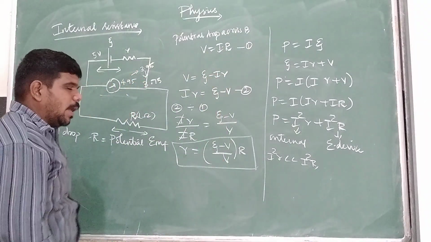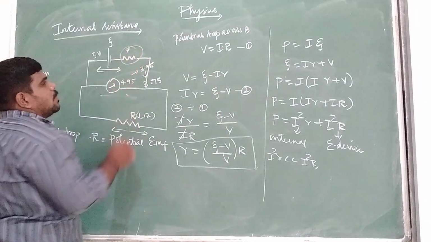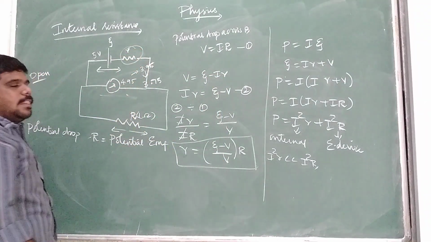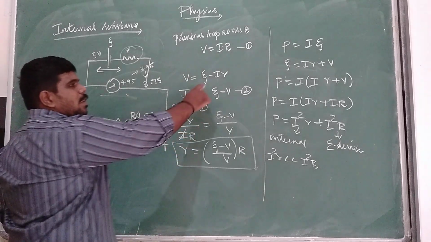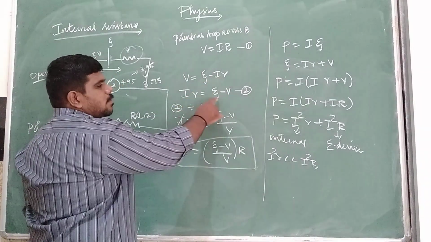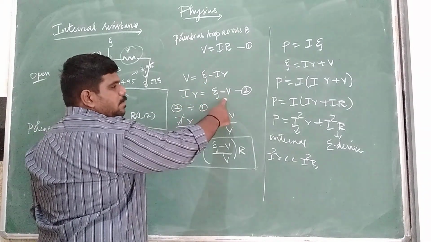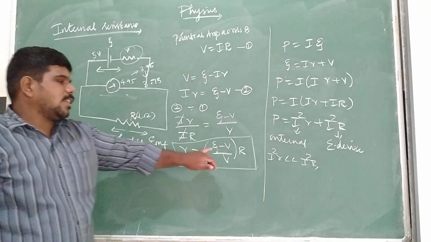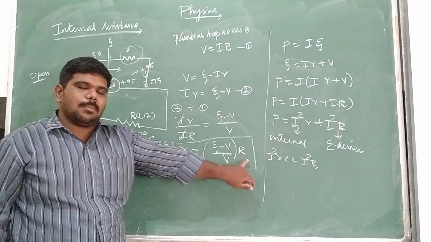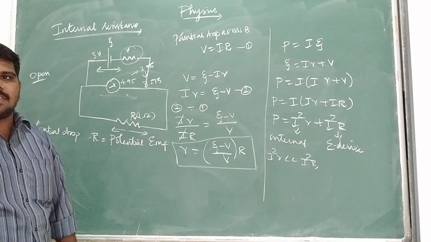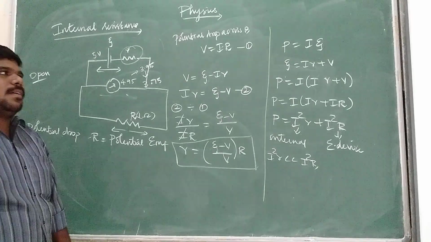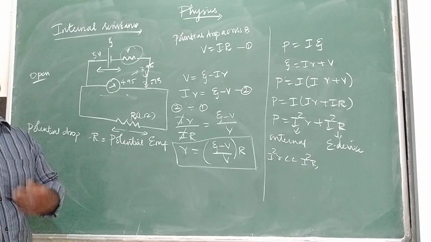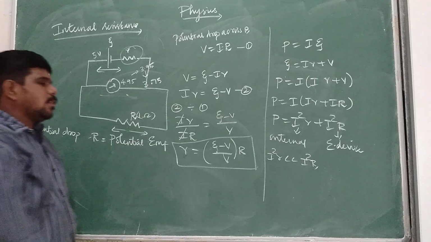Here I square r represents the power delivered to the internal resistance, and I square R represents the power delivered to the electrical device. So for an ideal battery, the value of I square r will be less than I square R, so the power should be delivered to the electrical device.